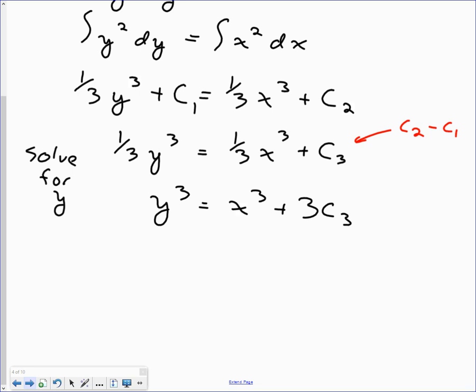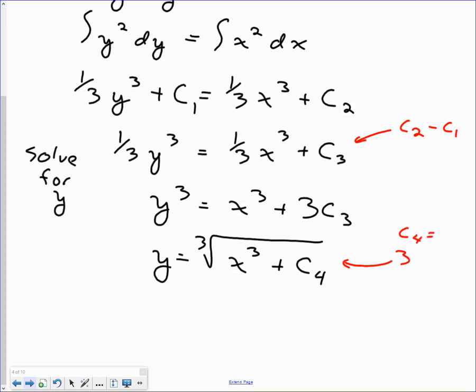But let's just go ahead and solve this thing for y here. We're going to have the cube root of x cubed plus, I'll just change it to C4, where C4 equals 3C3. Okay? And that would be my solution. That would be the general solution to that separable differential equation.